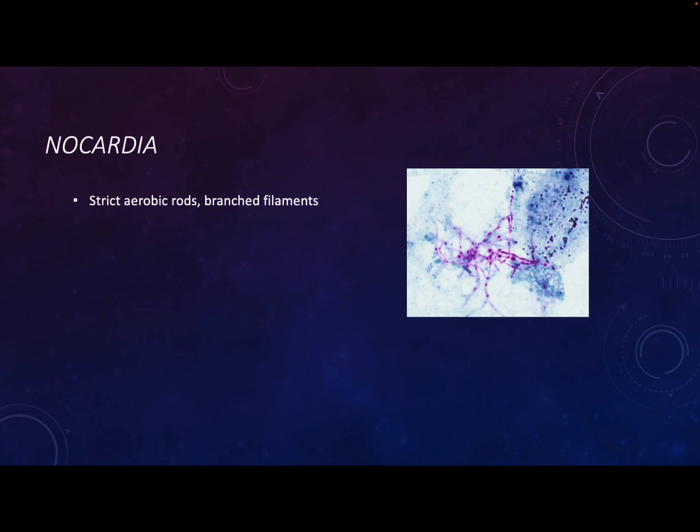Okay. So the next genus that can sometimes cause human infections is Nocardia. It's pretty rare, even more rare than some of the mycobacterial infections. They are also aerobic. They are acid fast, right? They are in that same type of group. They have shorter length mycolic acids, so they are what they call weakly acid fast.